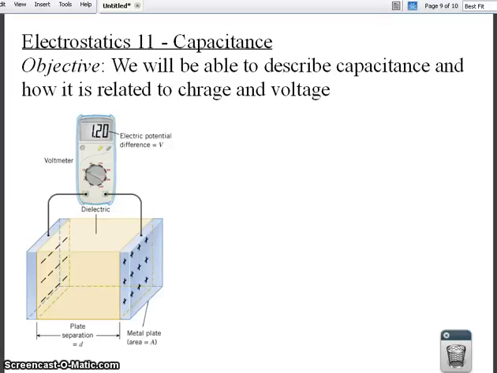Good morning, class, and welcome to this lesson on Electrostatics 11, Capacitance. Today, we will be able to describe capacitance and how it is related to charge and voltage.